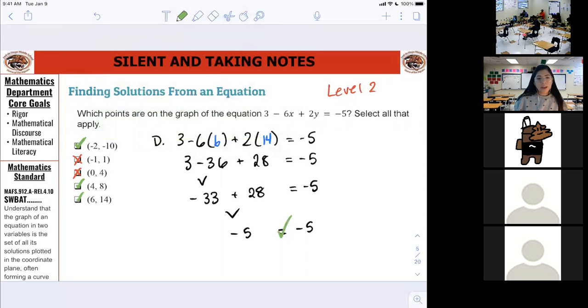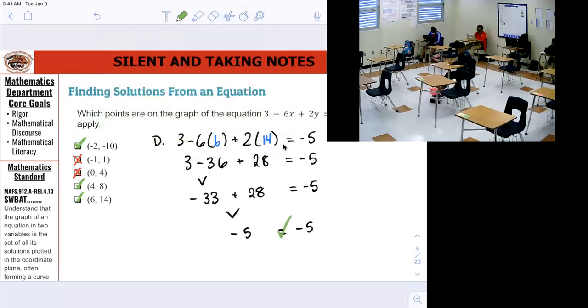So there you go. A, D, and E. Do I have any questions on the process of how you do this when it's purely mathematical? Any questions?